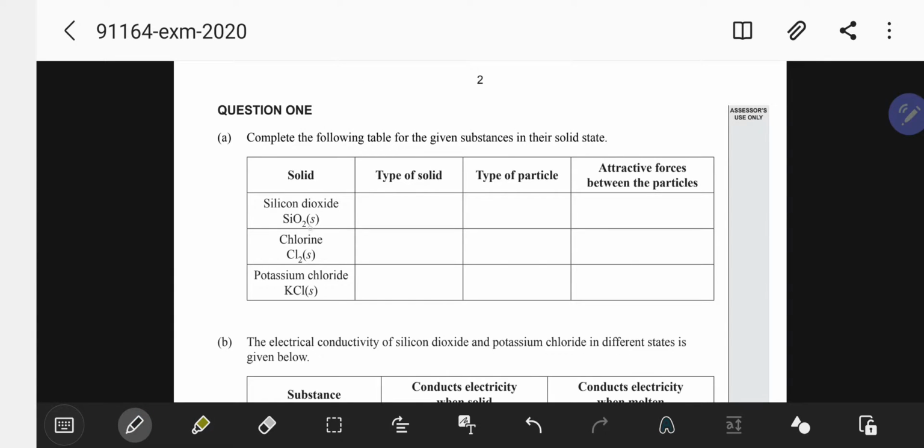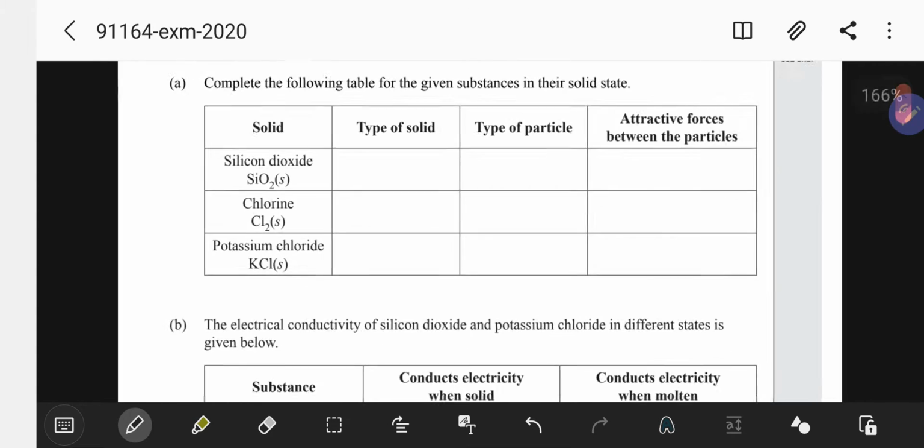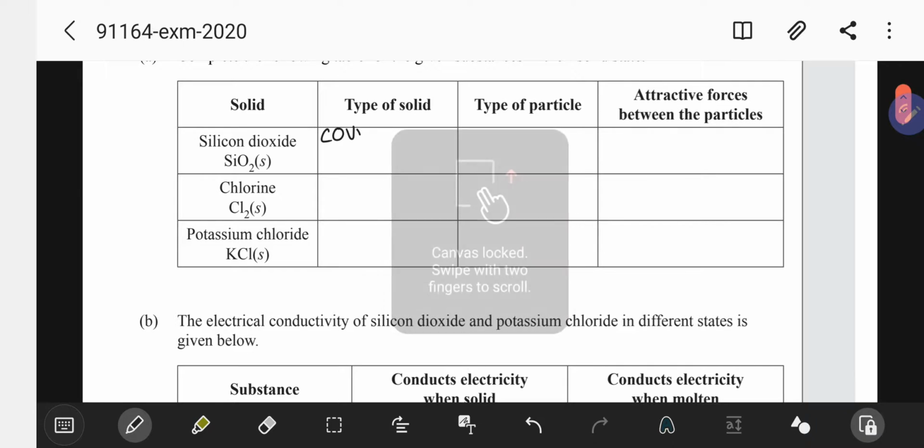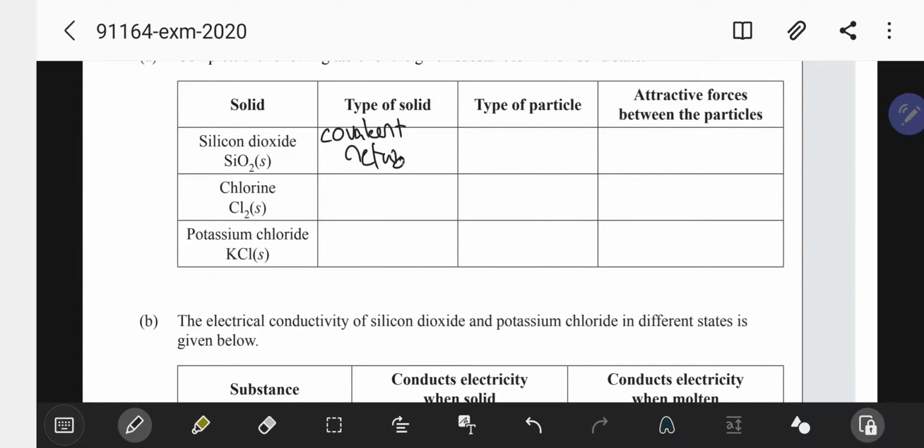So for silicon dioxide, this is a covalent network. And a covalent network just has non-metal atoms in it, and the attractive forces are going to be covalent bonds.